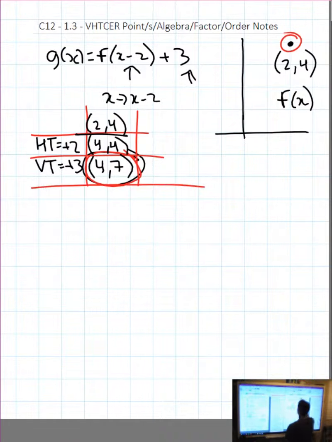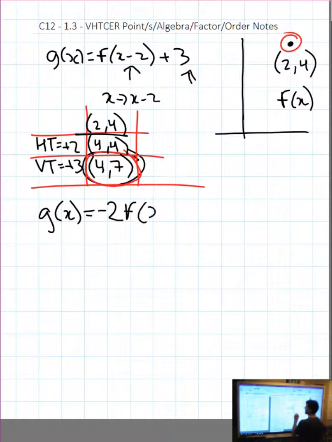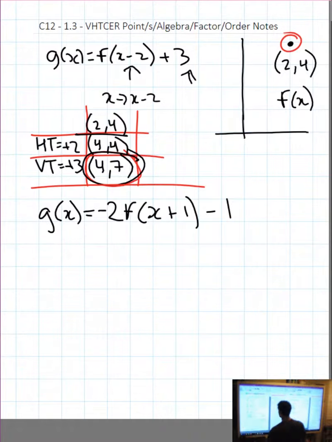So let's take a look at another example. So let's say g(x) is now equal to −2f(x + 1) − 1. Well, people are always going to ask questions about order, and we're going to talk about how order matters throughout. But if you just remember BEDMAS, multiplication before addition and subtraction, if you just do addition and subtraction last, you'll be fine.